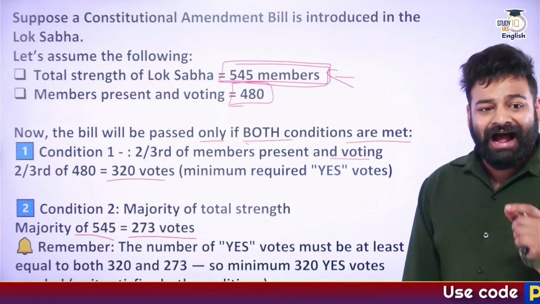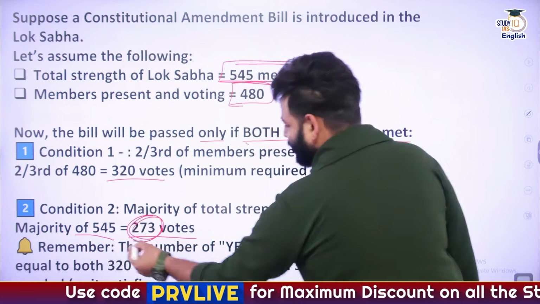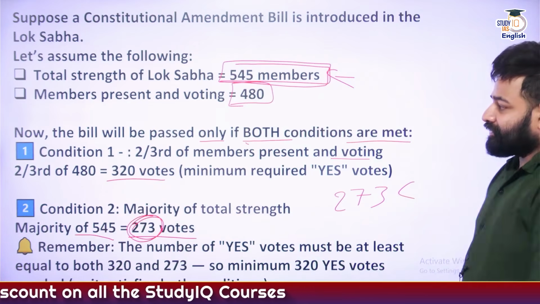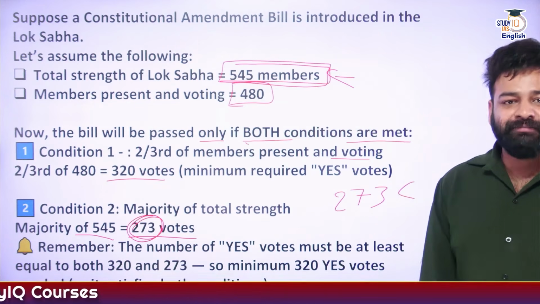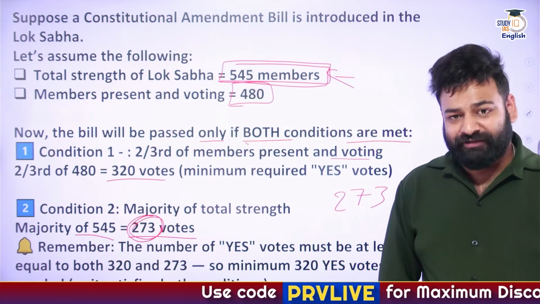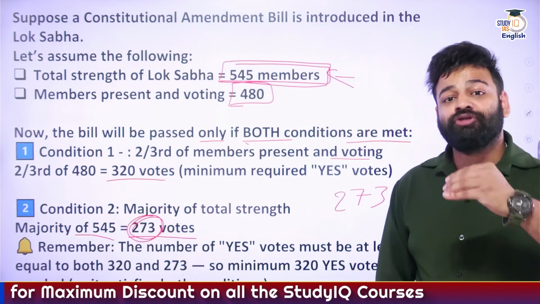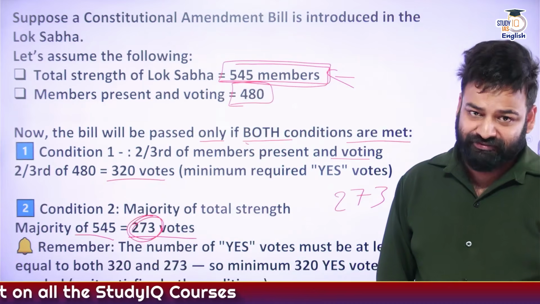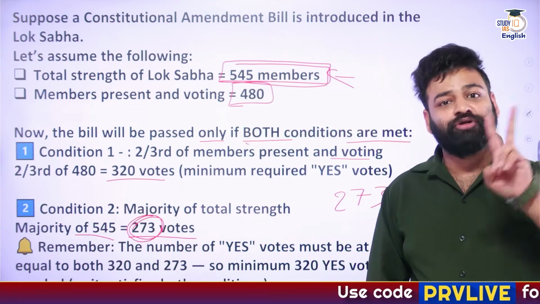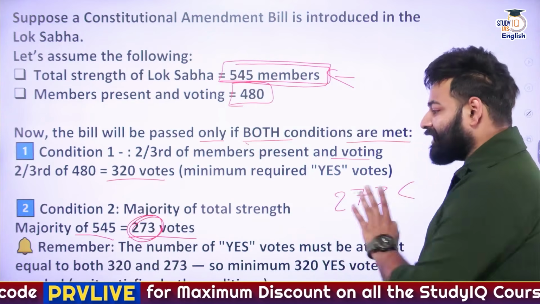Right. So I will have to make sure that the votes are always greater than 273. Okay. Then I will talk about the minimum members present and voting. So remember this thing. The minimum votes received should always be more than 273 in order to get the bill passed, right? Or else the bill won't get passed, because both the conditions will be required, and both will be satisfied only when the second condition is satisfied.